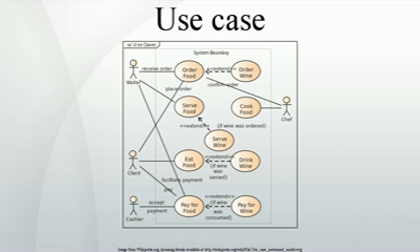Cockburn's fully dressed use case template lists the following fields. Title, an active verb goal phrase that names the goal of the primary actor, goal in context, scope, level, stakeholders and interests, precondition, minimal guarantees, success guarantees, trigger, main success scenario, extensions, technology and data variations list, related information.